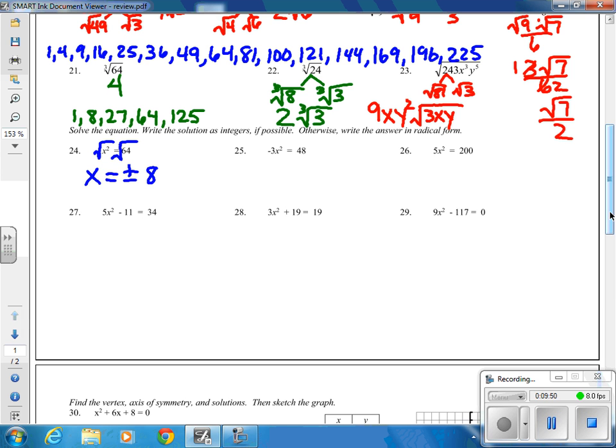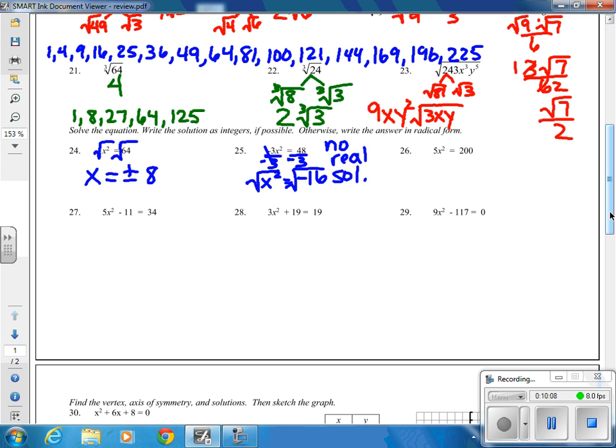The square root of x squared leaves me x, the square root of 64 leaves me plus or minus 8. For number 25, I want to get x squared by itself, so I divide by -3 on both sides. That leaves me x squared equals -16. I square root both sides, and then I see that I can't square root a negative number. So that tells me my answer has to be no real solutions. Make sure you have the word real in your answer.